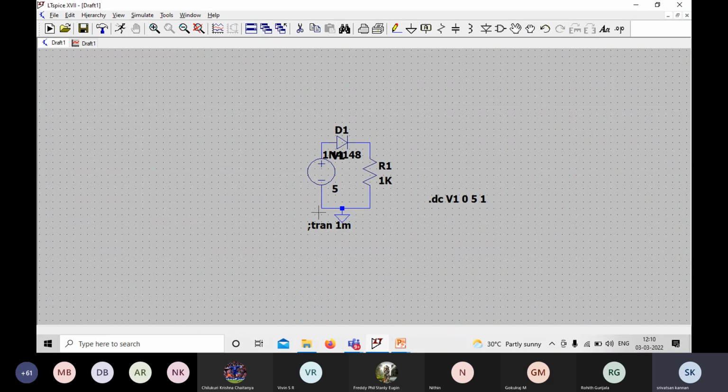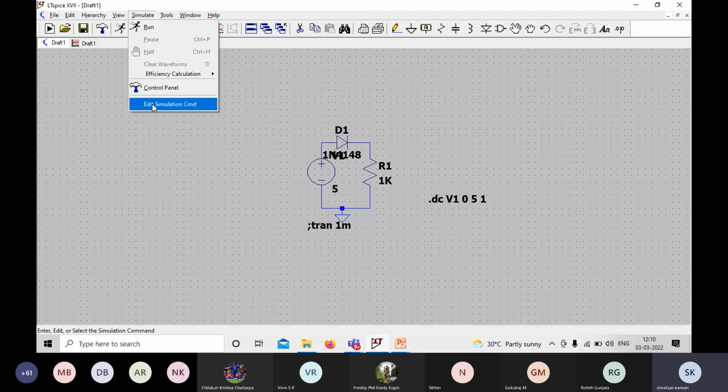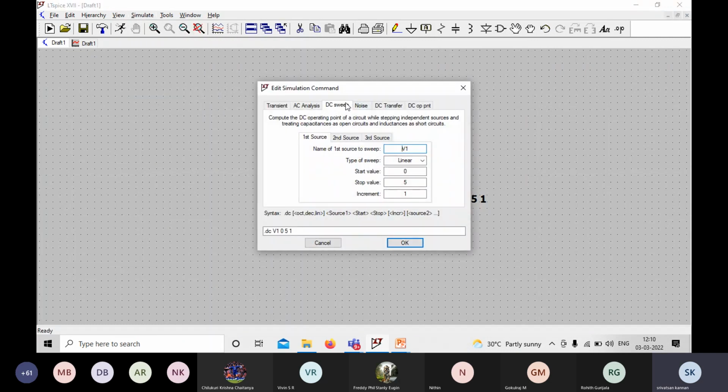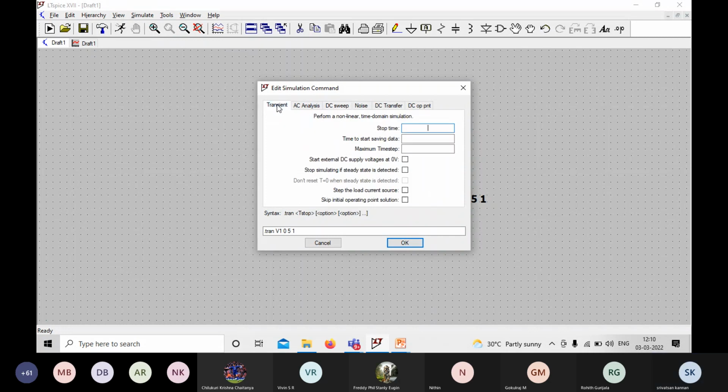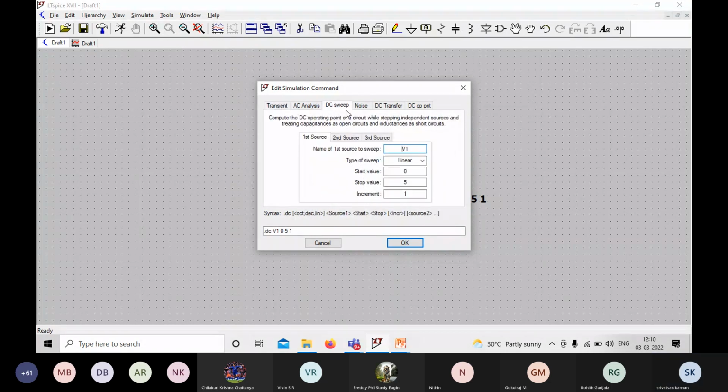Transient values are not required. I'll simulate: go to the simulation settings, edit simulation command, and DC sweep. In DC sweep, the name of the source is V1, and the type of sweep is linear. Start value 0, stop value 5, and increment in steps of 1.